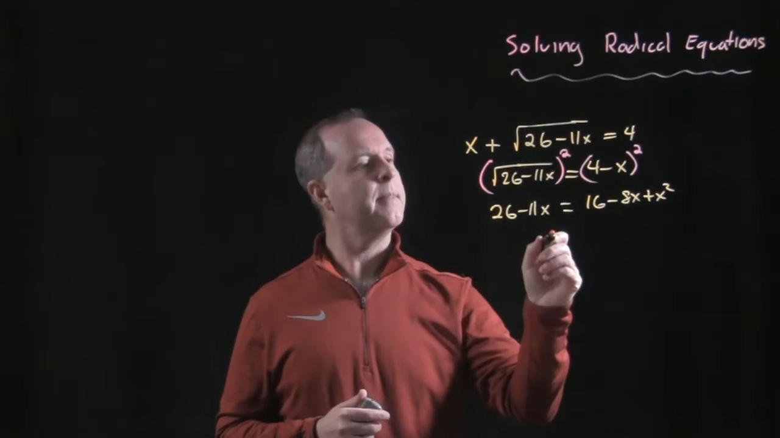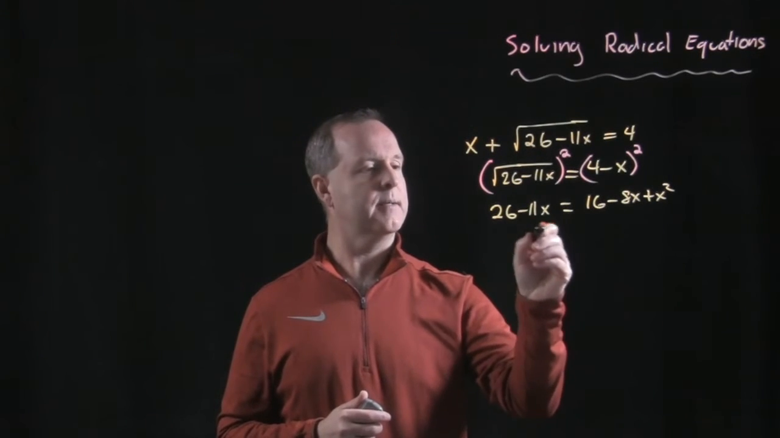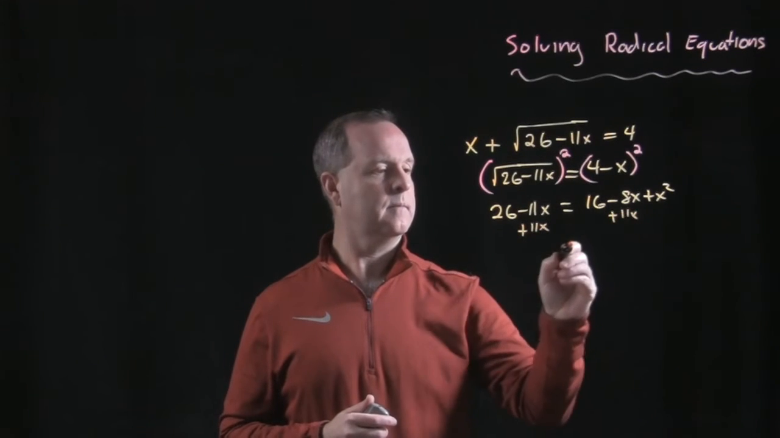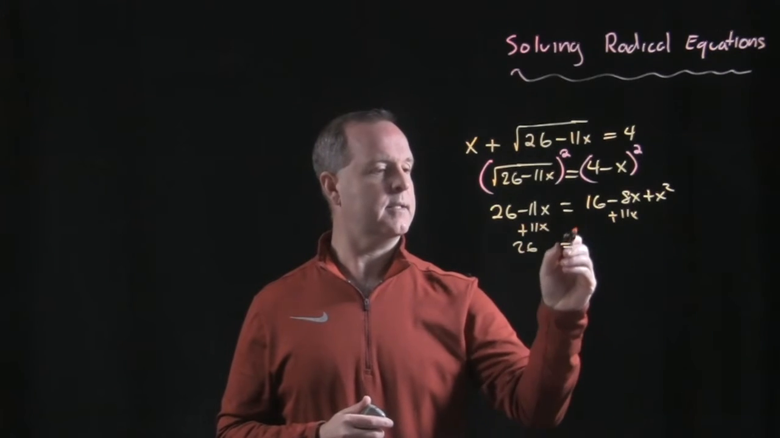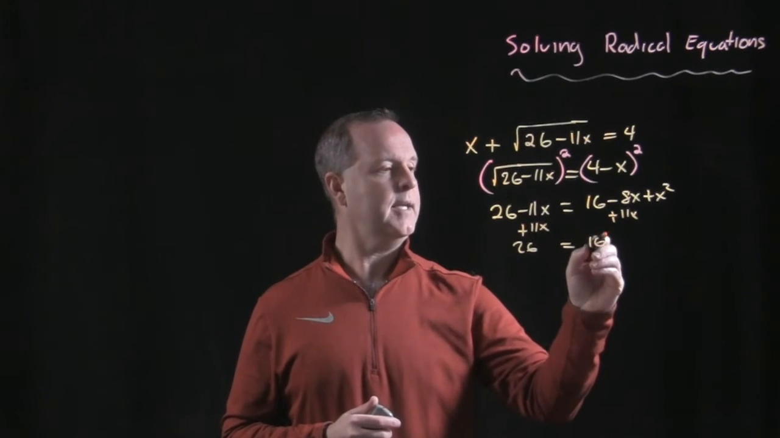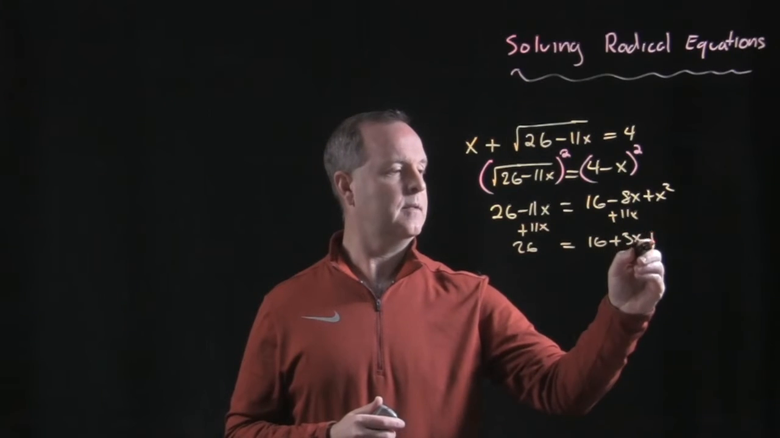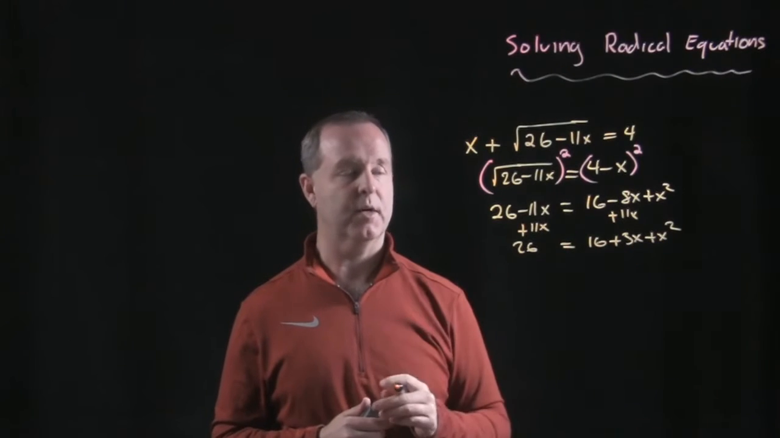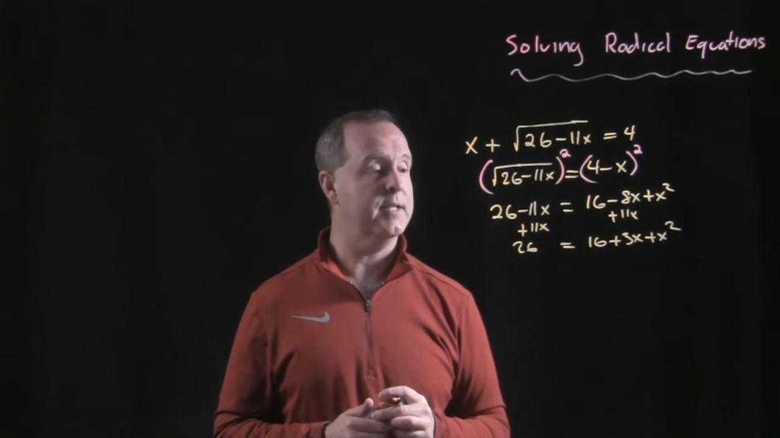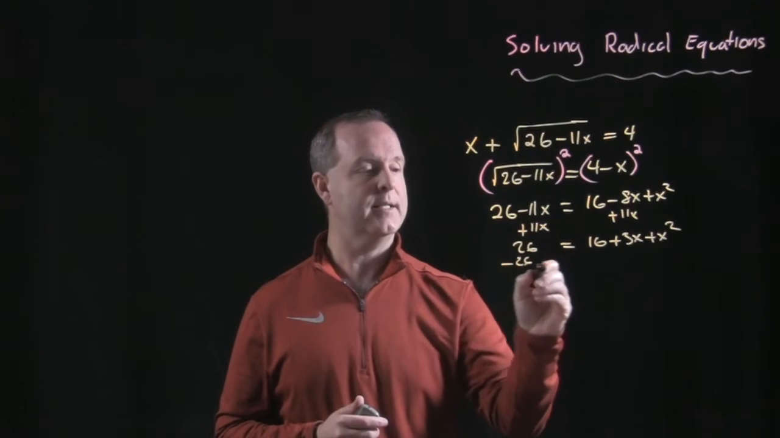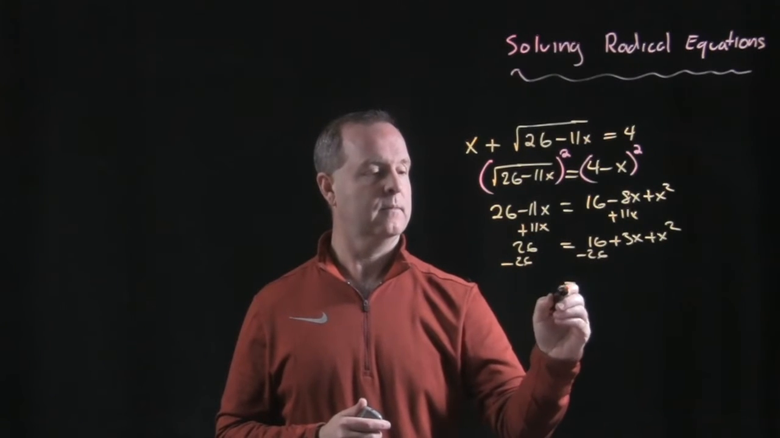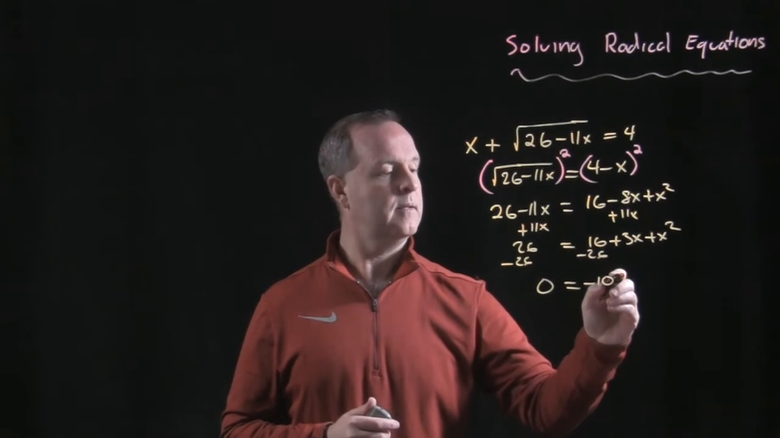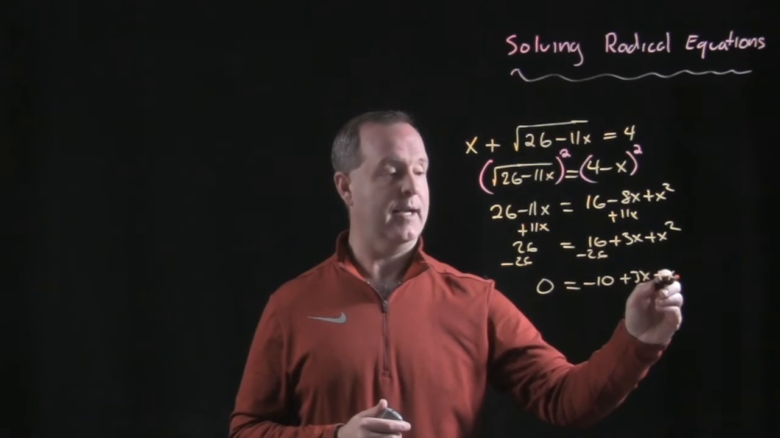So to do that, let's go ahead and add 11 to both sides. So 26 equals 16 plus 3x plus x squared. I'm adding to that side because I really want my x squared term to be positive. So I made that decision. Subtract 26 from both sides now. I have 0 equals minus 10 plus 3x plus x squared.